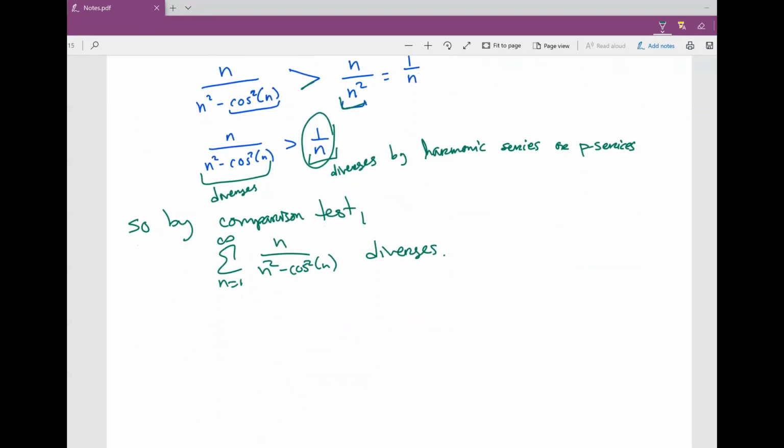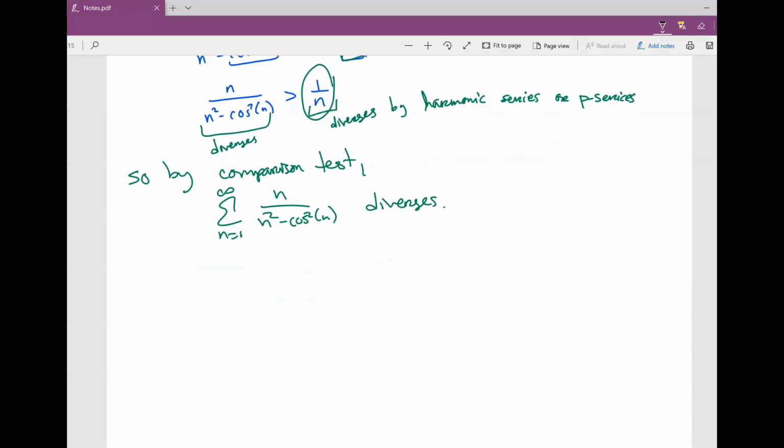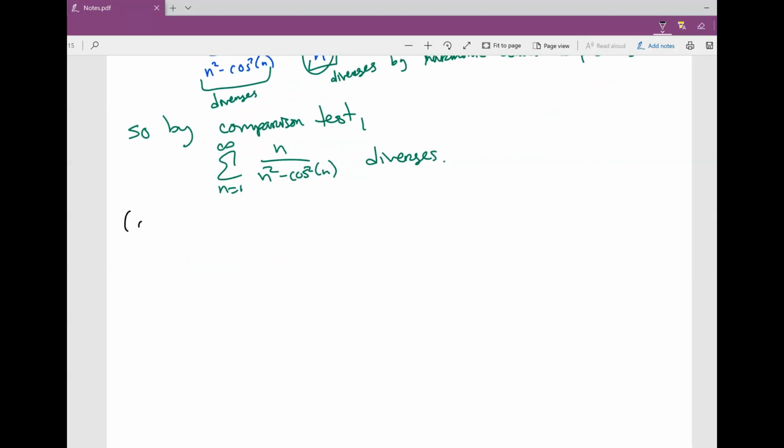All right, let's do one more problem. Let's say we had the sum from n goes from 0 to infinity of 2 to the power of n sine squared 5n divided by 4 to the n plus cosine squared n.